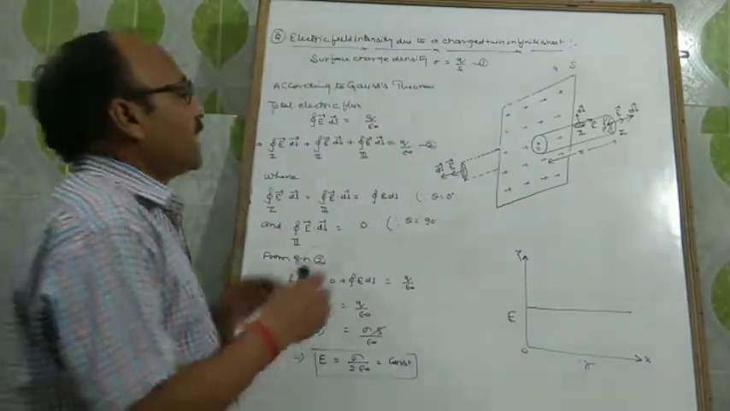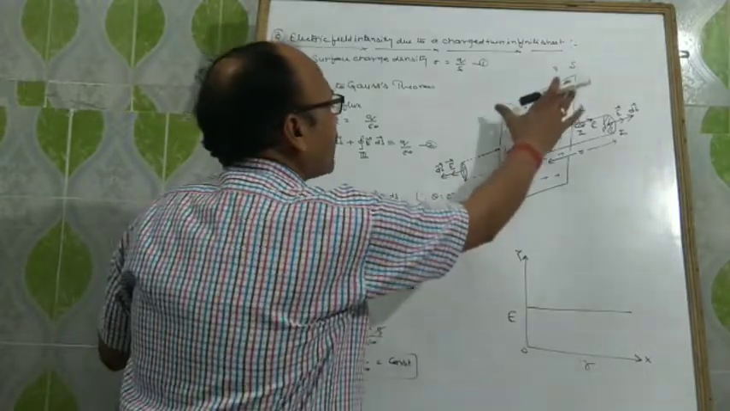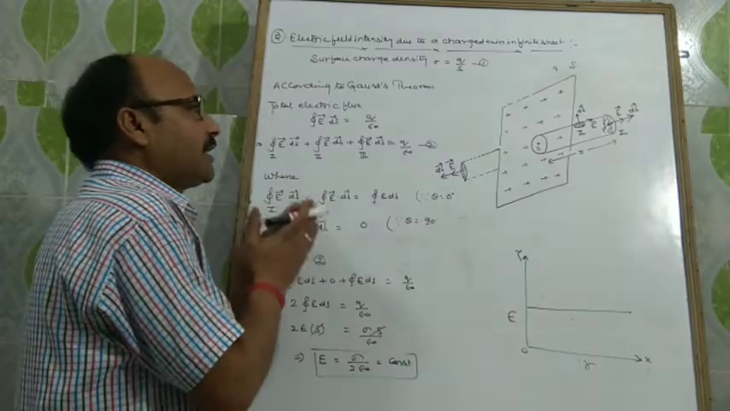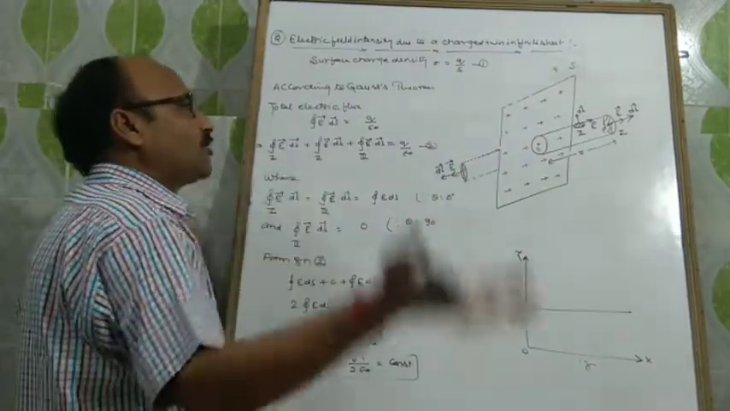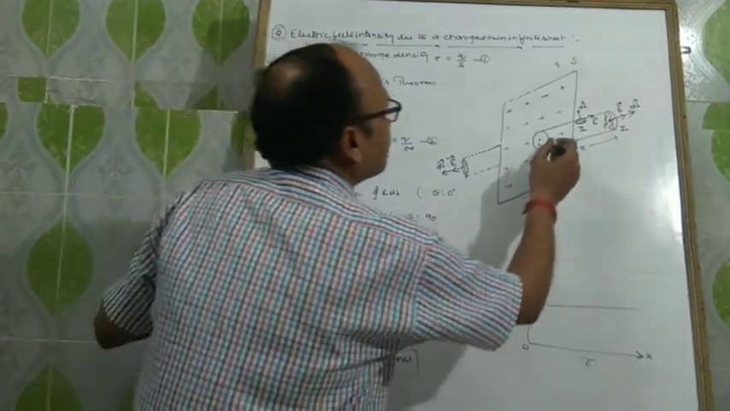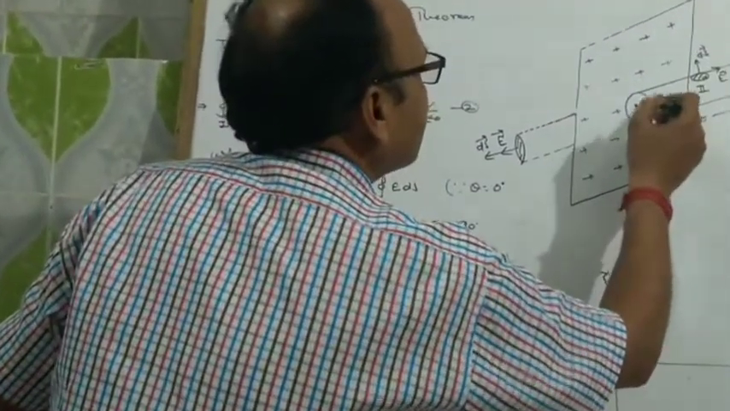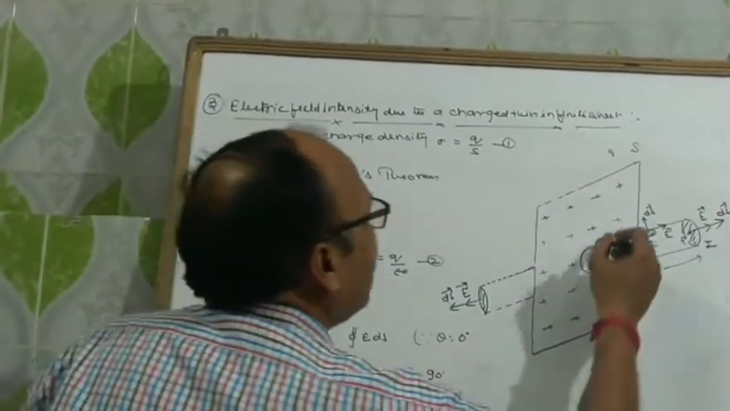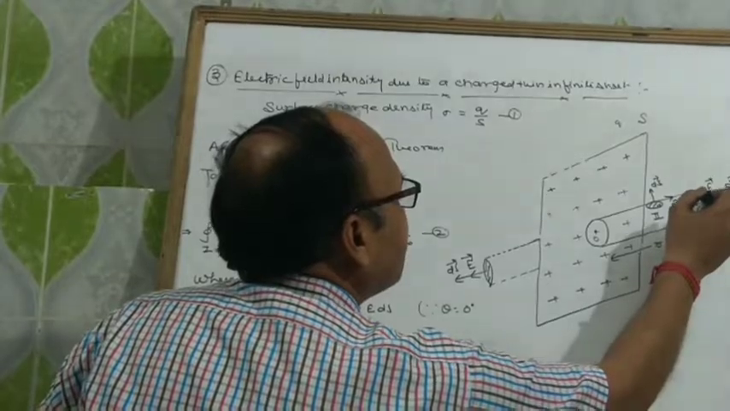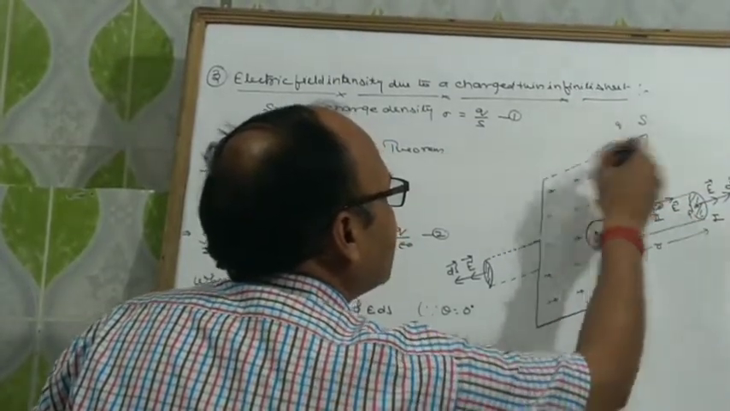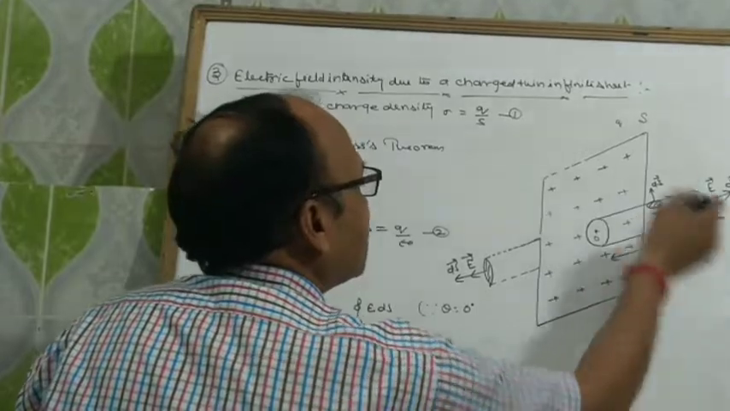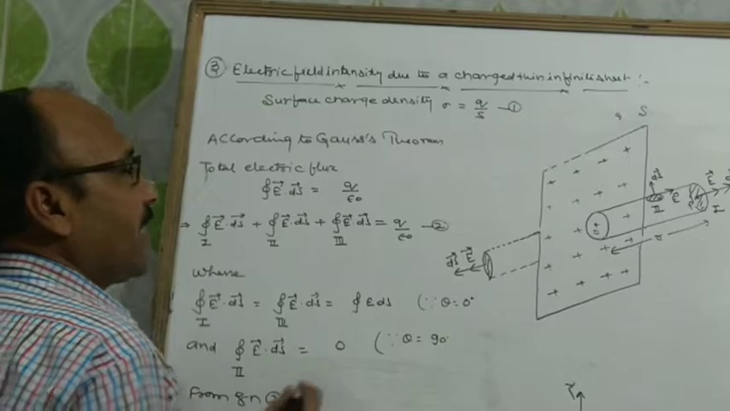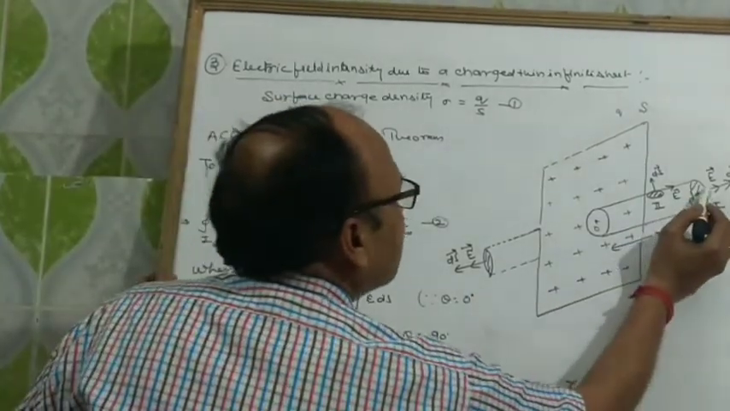At this time you will see if this charge is uniformly distributed on the sheet, it will produce electric field in both directions, both sides of the sheet. So we are taking a small part of this, suppose it is of area ds, and we have to find the electric field intensity at distance r from this sheet. So this point is at distance r. So we can construct a cylinder as a Gaussian surface.